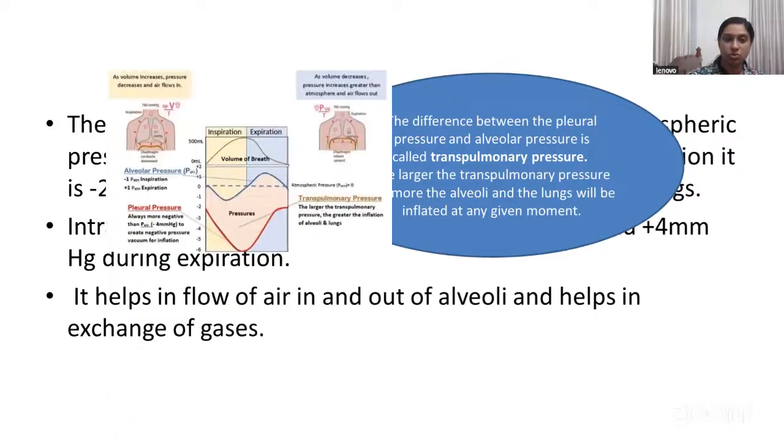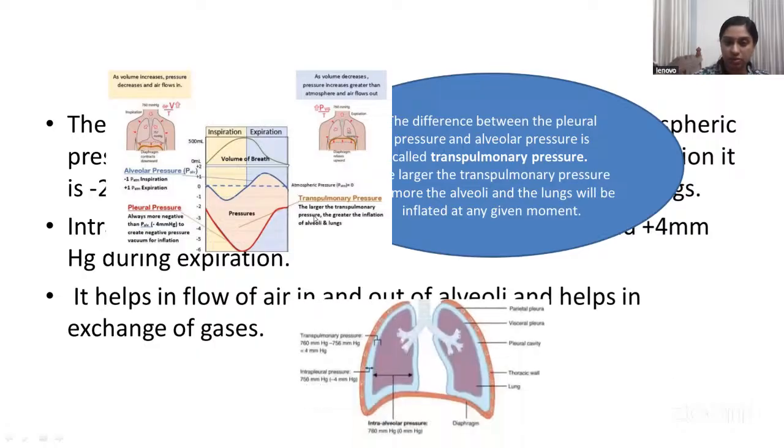Okay. So what happens during an inspiration? The volume of the lung will increase, that will release the pressure, and the pressure decreases and the air will flow in. Okay. And when the volume decreases during the expiration, the pressure increases greater than the atmosphere and the air will flow out. Okay. So the pleural pressure is always more negative to create the negative pressure vacuum for the inflation. And the larger the transpulmonary pressure, the greater the inflation of the alveoli and the lungs. Okay.